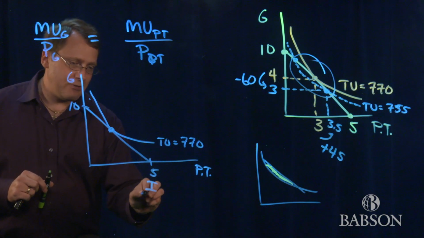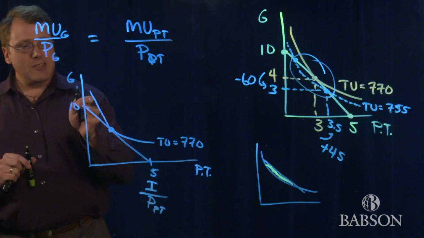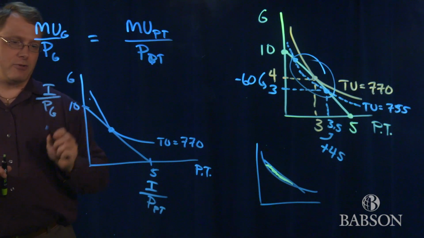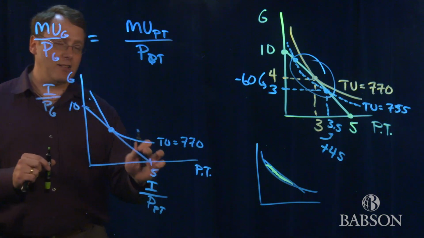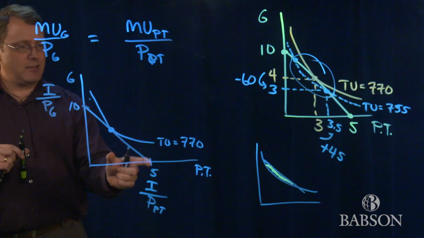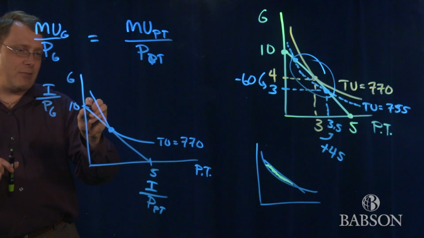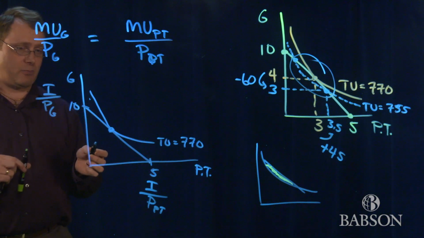Remember, that was the income divided by the price of a Pop-Tart. This 10, that was the income divided by the price of granola. And so the slope of this budget constraint is really the change in the vertical axis over the change in the horizontal axis. All it's saying is how much granola do I give up to gain how much of a Pop-Tart?